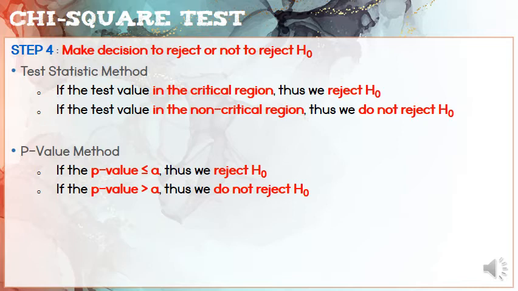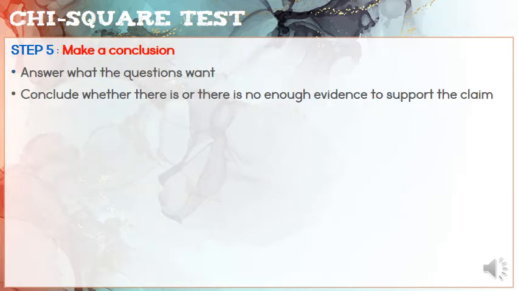If you are using the test statistics method, if the chi-square value you calculate is in the critical region, we reject. Non-critical region, we do not reject. So the way is the same as before. And once you have made your decision, don't forget to make a conclusion. Okay, you need to answer what the question wants and conclude whether there is or there is no enough evidence to support the claim.